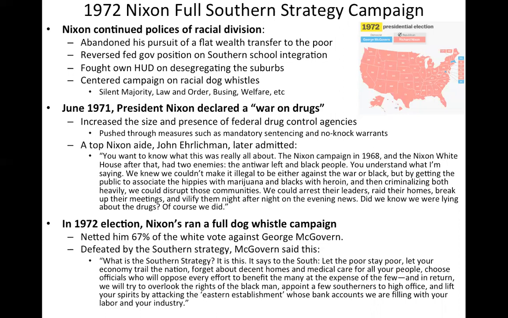HUD is a big funder of segregation, and they're not supposed to be. They're supposed to not give funding to that. And he was literally, as far as I know, the only one that's actually tried to stop that from happening. And Nixon eventually gets rid of him for that, because that's going against his Southern strategy. And then he campaigns on the silent majority, all these white people who are losing out and being forgotten.